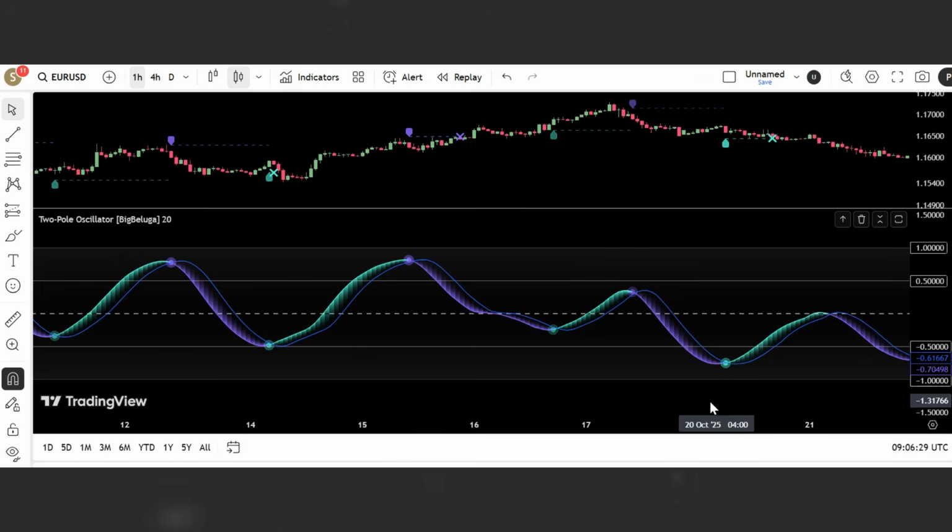Now you could trade just using these arrows and levels, but that's risky. Sometimes the oscillator gives a signal too early. So to make this setup more accurate, we are going to add one simple confirmation tool, the RSI, and that's where things get real interesting.